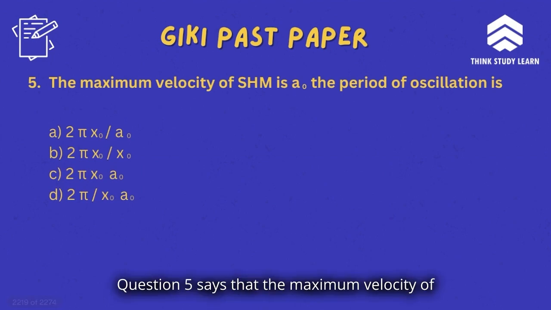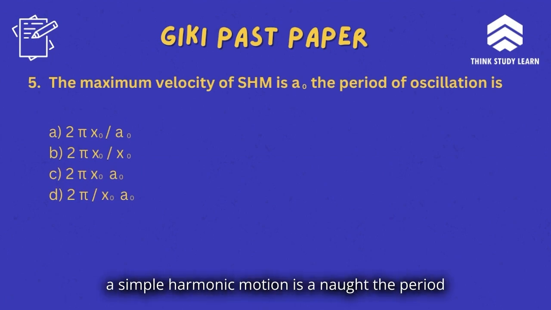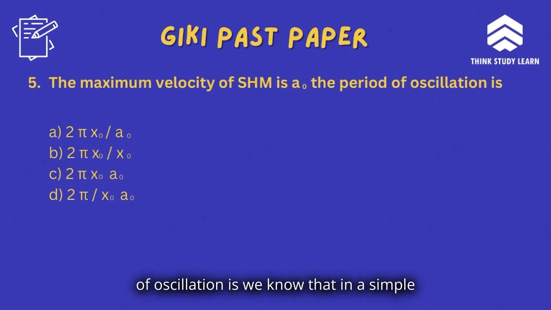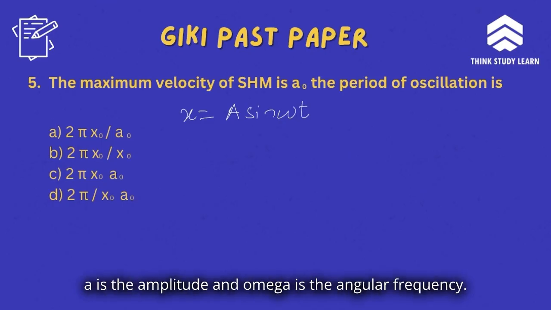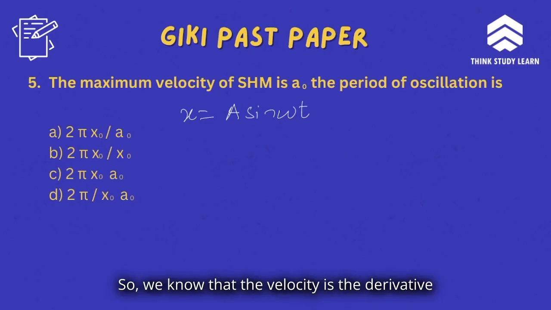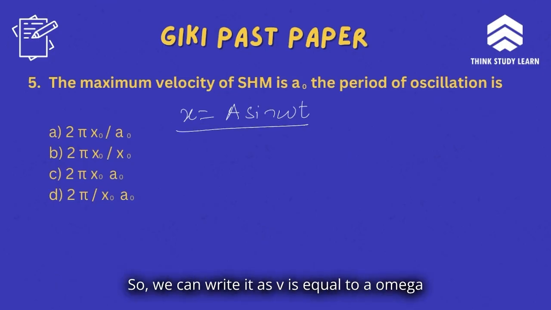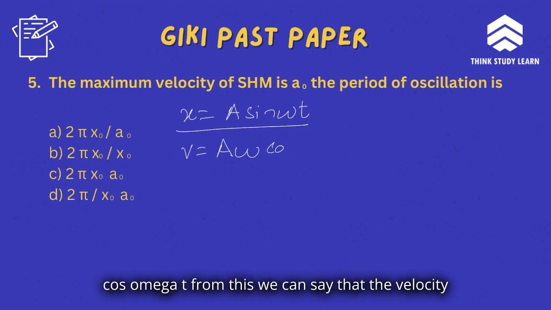Question 5 says that the maximum velocity of a simple harmonic motion is a naught. The period of oscillation is. We know that in a simple harmonic motion, the equation that relates x and t is x is equal to a sine omega t. Here a is the amplitude and omega is the angular frequency. So we know that the velocity is the derivative of displacement. So we can write it as v is equal to a omega cos omega t.